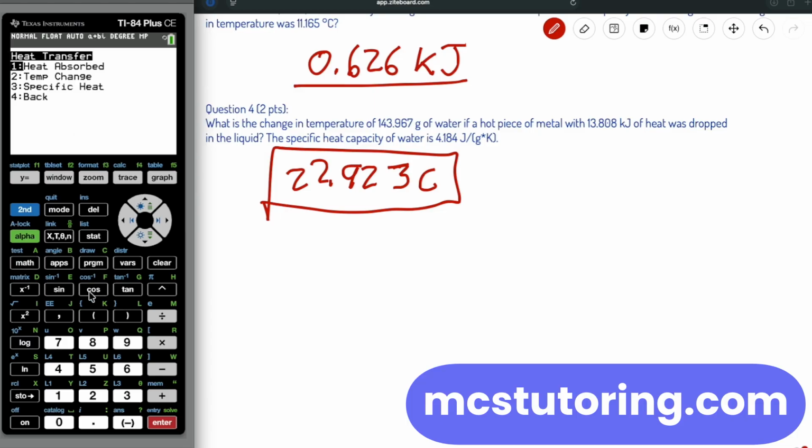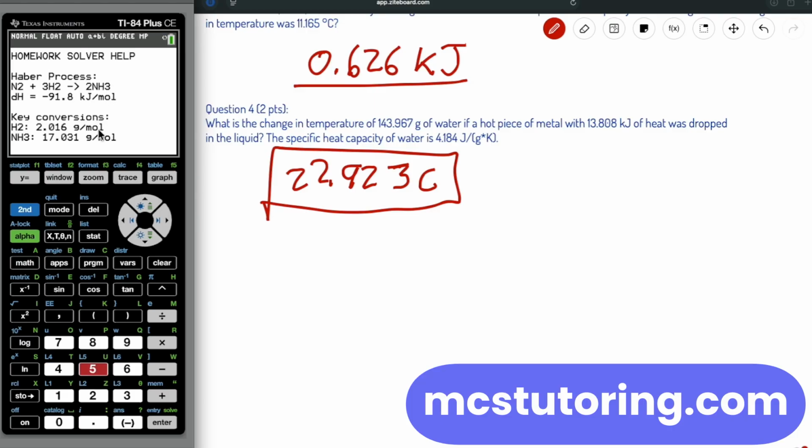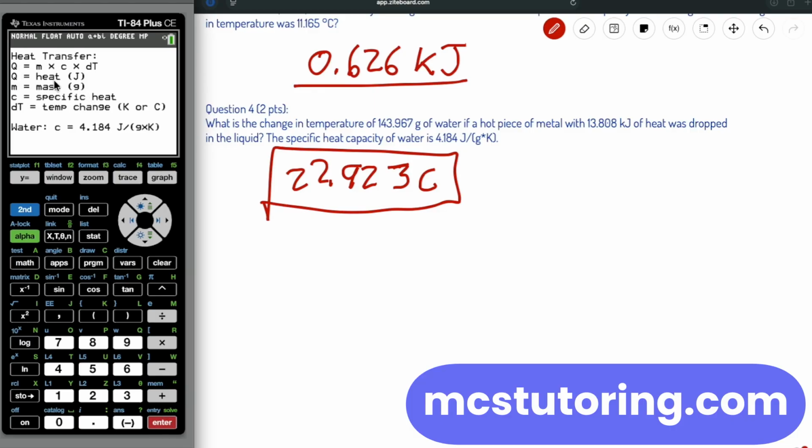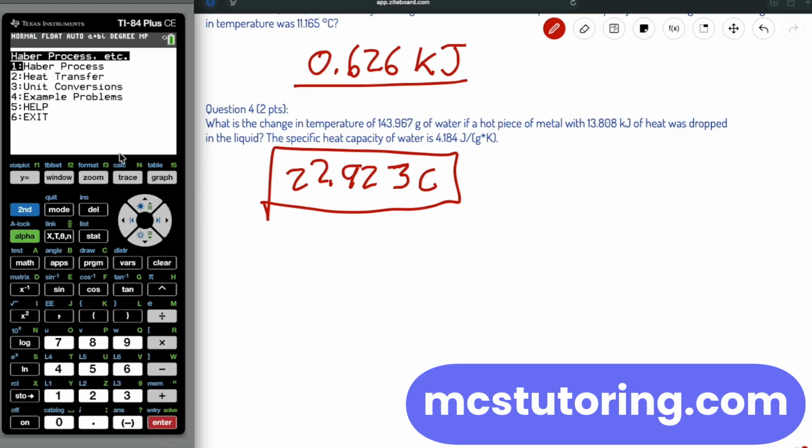I do want to show you, there are some other functions on the menu here. We've got some unit conversions. The biggest thing I think is the help. So it shows you what's going on here. Key conversions, heat transfer. You can basically play around with this if you need to find the mass, the specific heat, or the temperature change. You can solve for any one of those if you have a good algebra game going on. And then common molar masses. It's just stuff that helps.